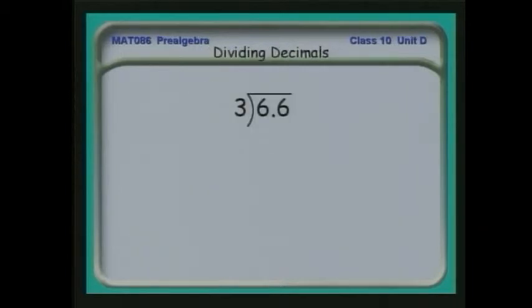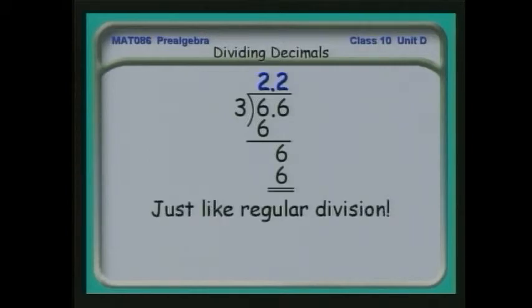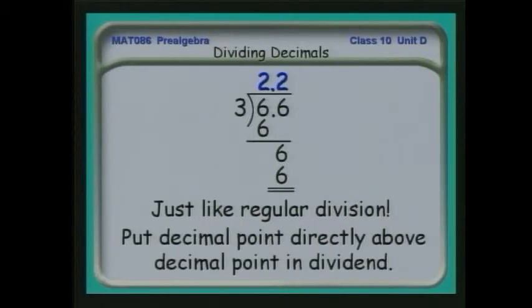To divide decimals by a whole number, you just do regular division, but you put a decimal point directly above the decimal point in the number you're dividing. And you do that division exactly as you would do a normal division, except you need to put the decimal point right above where you see it in the number you're dividing.